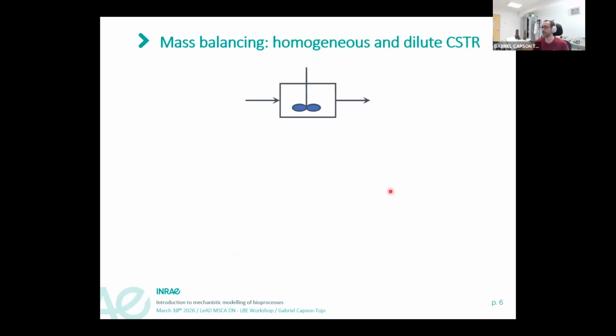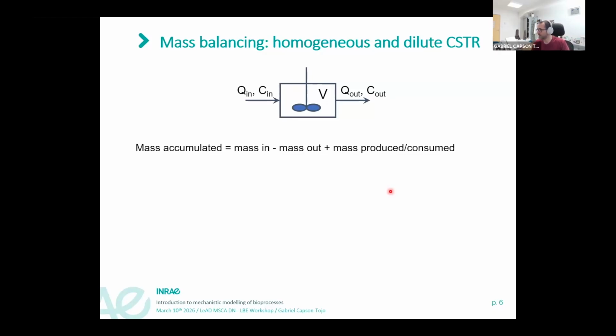So mass balancing. I'm going to be repeating myself a bit on this. And at some point, I'm going to ask you if everybody is familiar with this. Most of you should be at this point. So we are going to assume in most cases that we have a homogeneous and dilute CSTR, so continuous stirred tank reactor, with volume V, flow rate Q, and concentration in of a given chemical species. And we're going to have the same thing on the outflow, right?